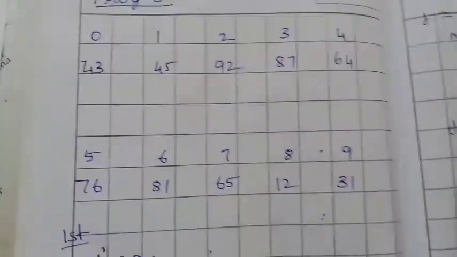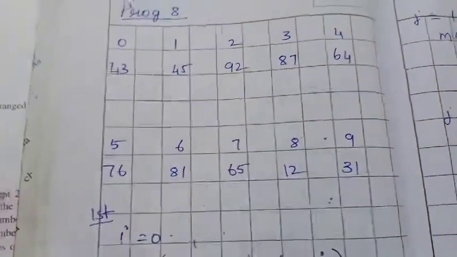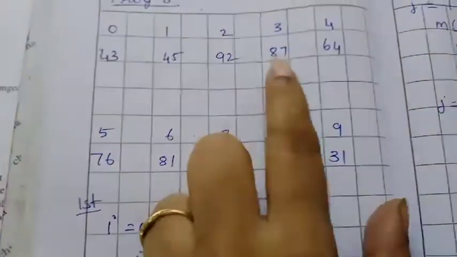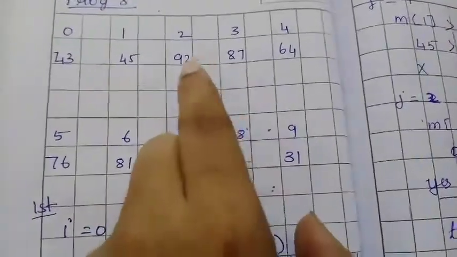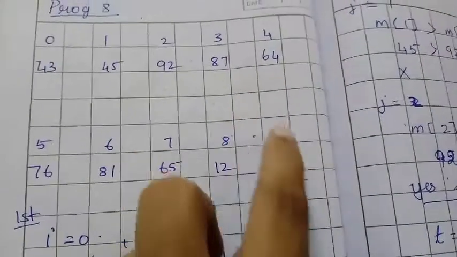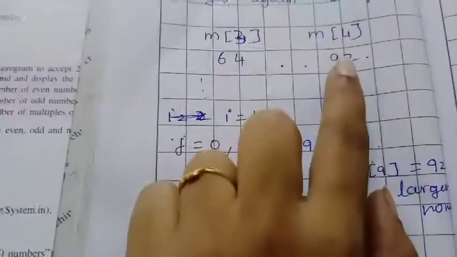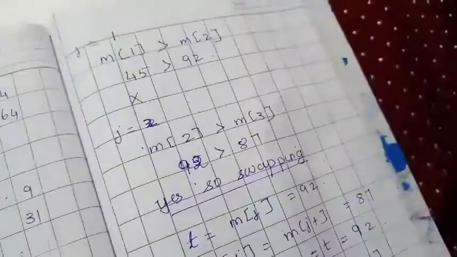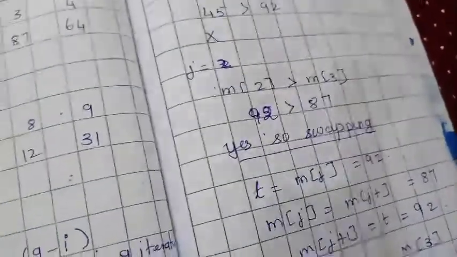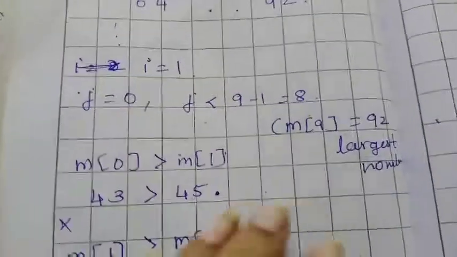In this example, 92 is the largest number, so it is obviously greater than all the numbers. So at each step the swapping will be done, and this 92 will finally be put in the m of 9 position. After that this for loop will be over and we go to the second iteration of i.